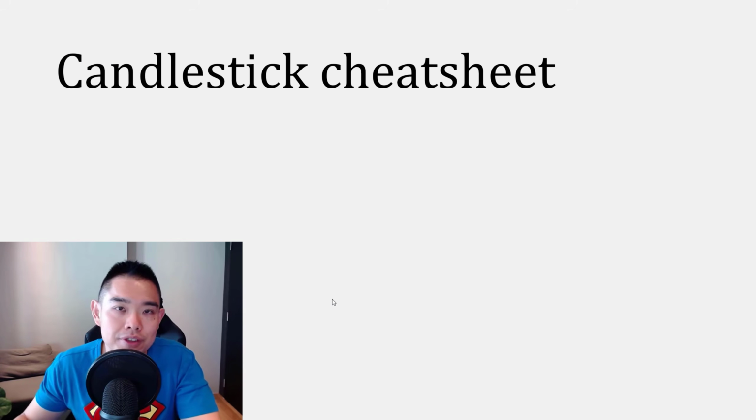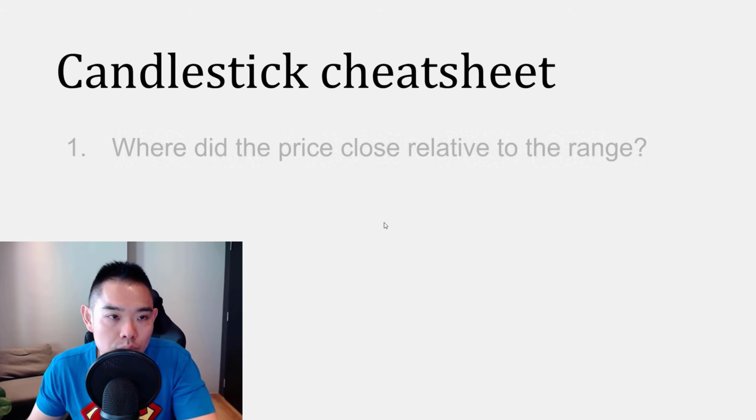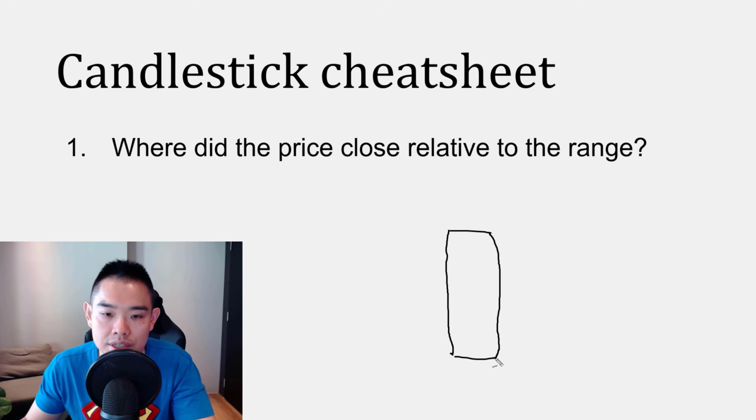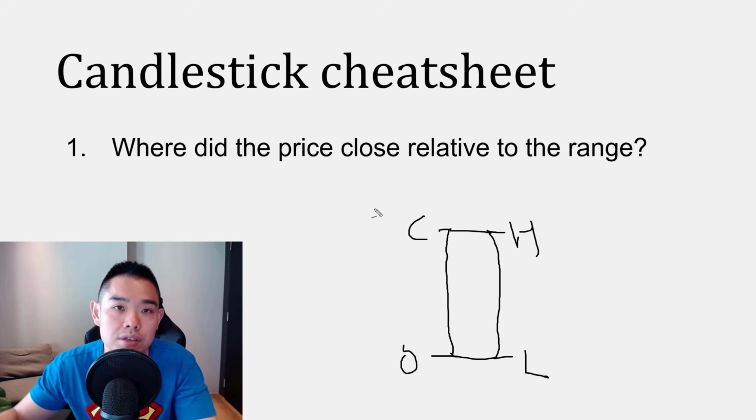Now, the first part of this candlestick cheat sheet is this. Number one, you want to ask yourself, where did the price close relative to the range? So what do I mean by this? As you know, every candle has a range, the range between the highs and the lows. Let's say this is the body, then this is the highs, and this is the lows. At the same time, this is also the opening price, and this is the closing price. So you want to ask yourself, where did the price close relative to the range?